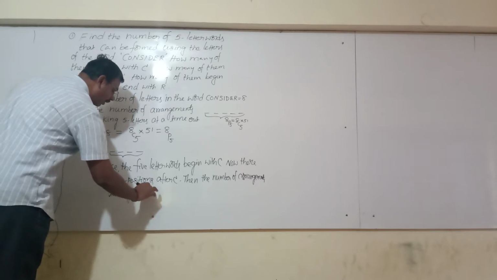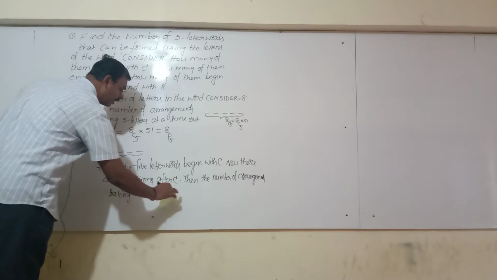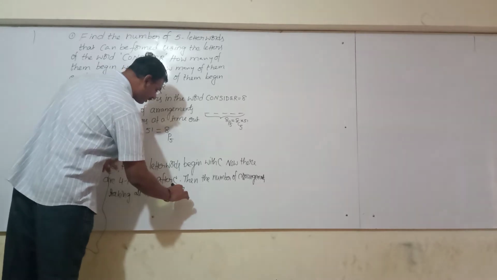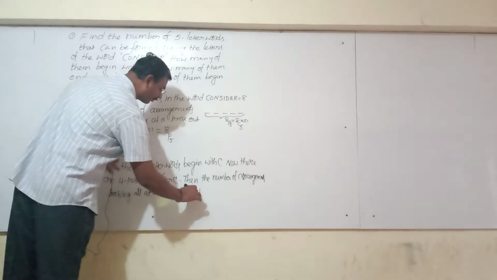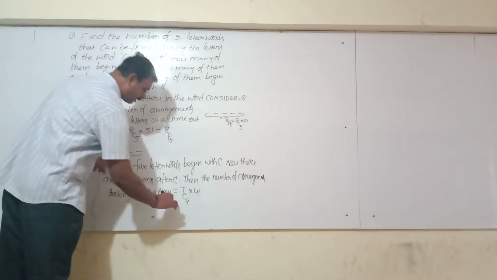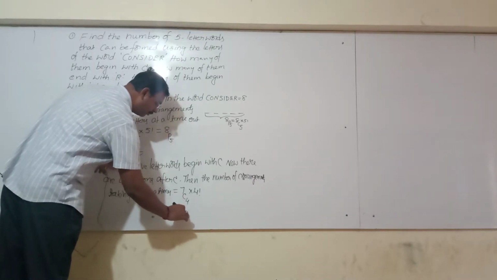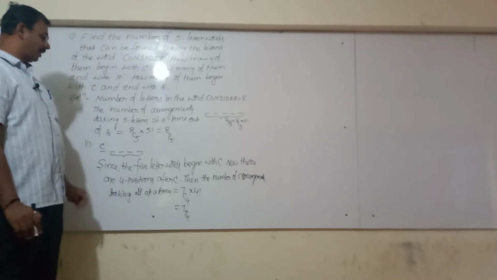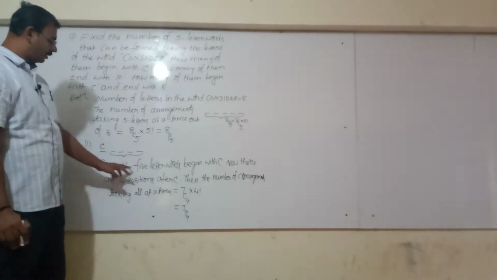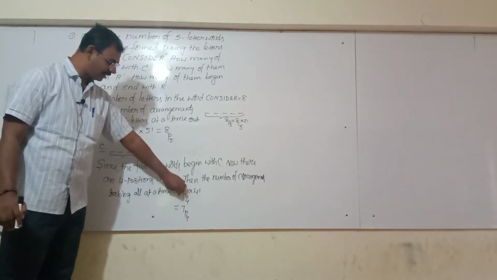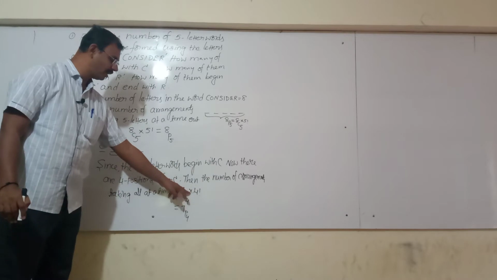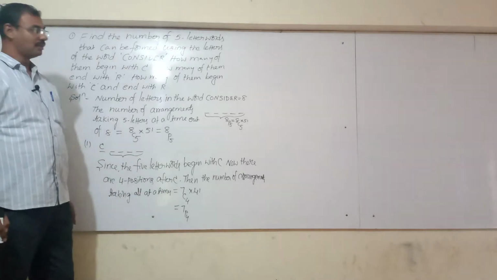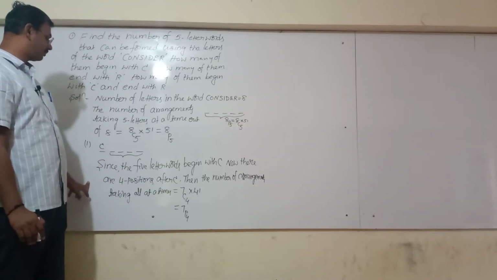Taking all at a time is equal to 7C4 into 4 factorial. This is also nothing but 7P4. So using the permutation definition, first selecting and then arranging, meaning multiplication. So this is the number of 5 letter words that begin with C. Okay, so that is the first question.